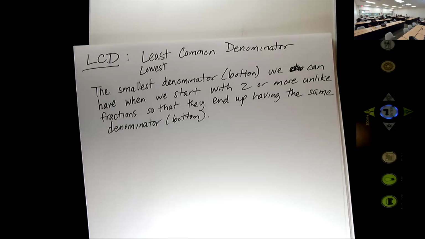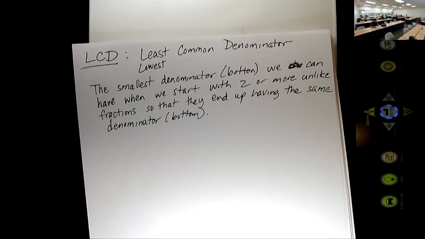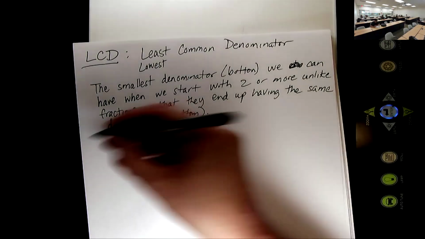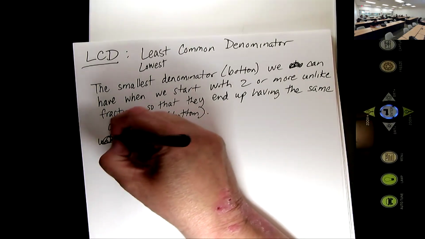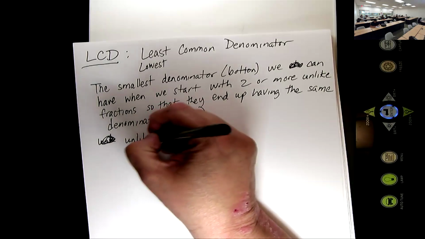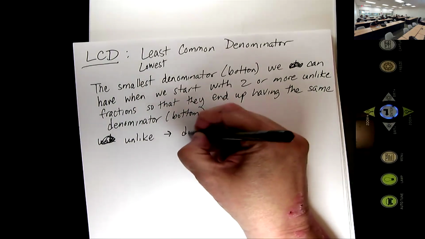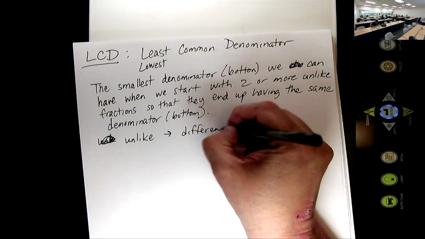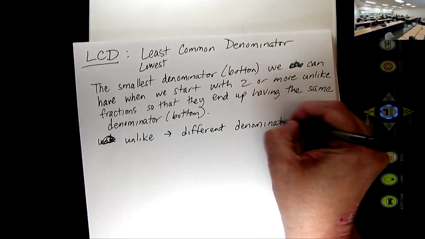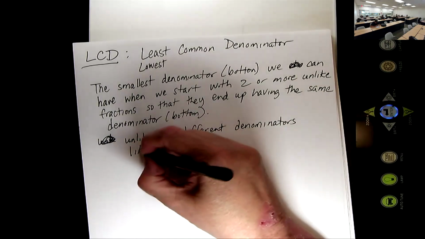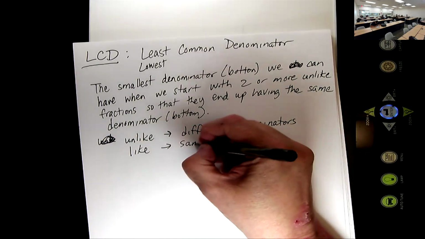Alright, that's enough writing about that. So an unlike denominator, or unlike fractions, I don't know if I said this before, means they have different bottoms, different denominators. And like fractions have the same denominators.